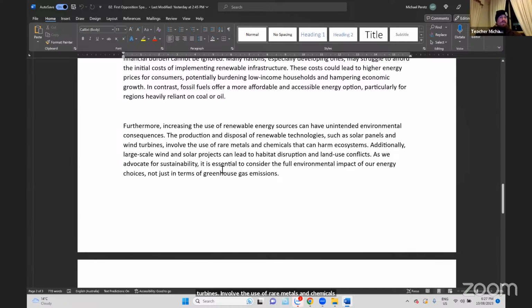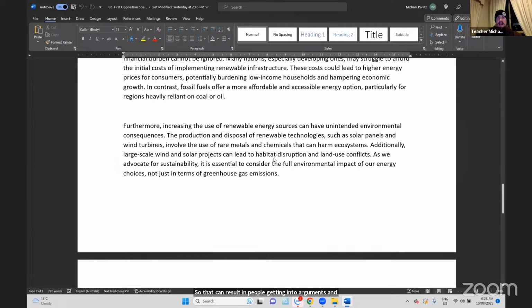Additionally, large-scale wind and solar projects can lead to habitat disruption and land use conflicts. So now we go into more detail about some of the problems that it can have on not only animals in their natural habitats and their ecosystems, but also humans might disagree with taking up so much space to put a wind farm or a solar farm there. So that can result in people getting into arguments and just disagreeing about what they use certain pieces of land for.